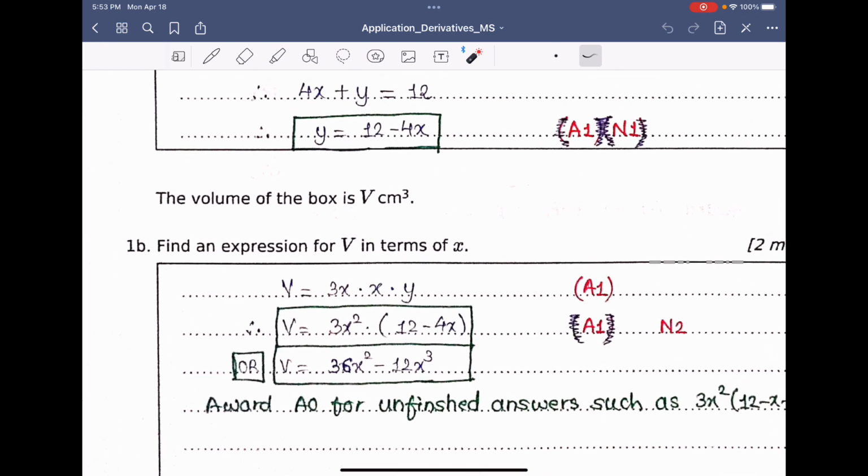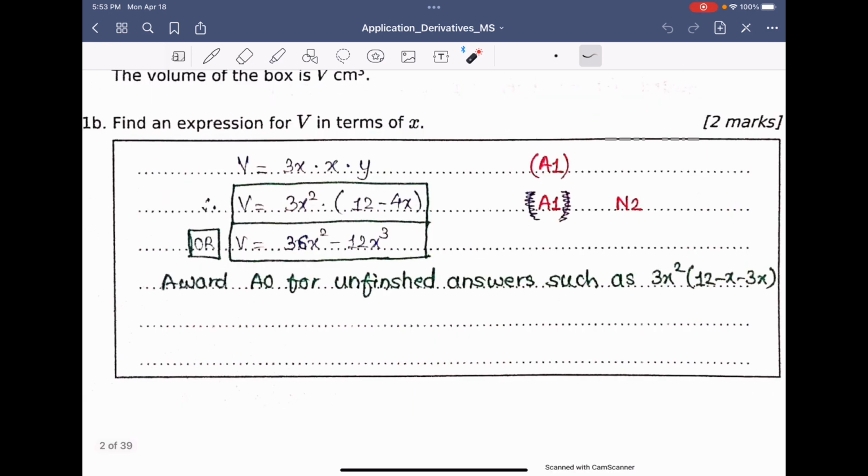In the previous part, we found y, so we have to use this y in this part. So V is equal to 3x times x, which is 3x squared, and y I am writing in a bracket because it has 2 terms: 12 minus 4x. Never keep it like this, you have to always simplify. So V is equal to 3x squared times 12 is 36x squared, and 3x squared times negative 4x is 12x cubed. So 36x squared minus 12x cubed is your final volume expression.